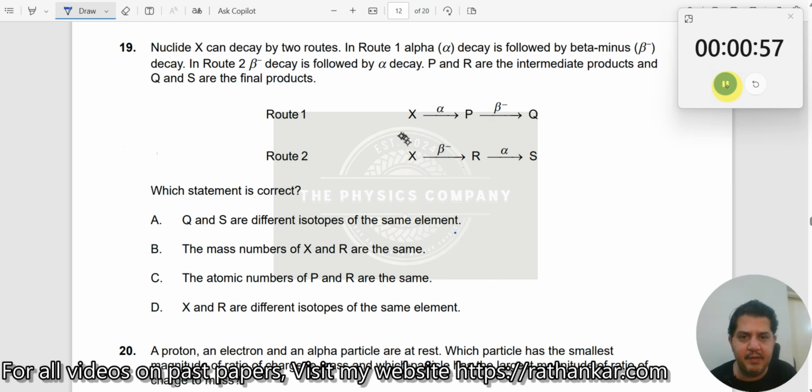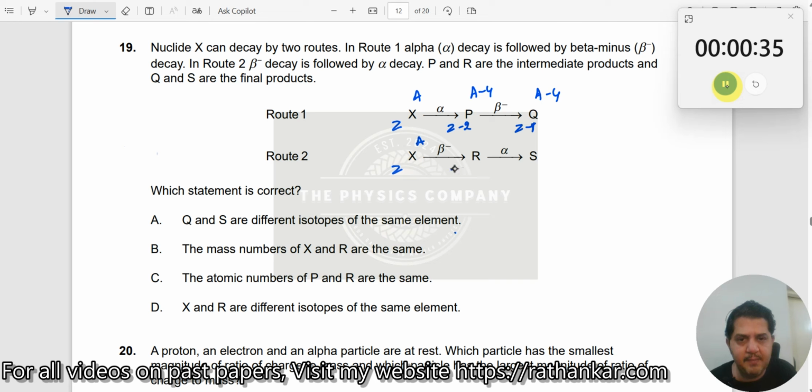To solve this, first let us consider that Z is the atomic number and A is the mass number for X. After alpha decay, this becomes Z minus 2 and this becomes A minus 4. And after beta negative decay, one negative charge is emitted, so this becomes Z minus 1 and this becomes A minus 4. No mass number change. Let us do the same thing here.